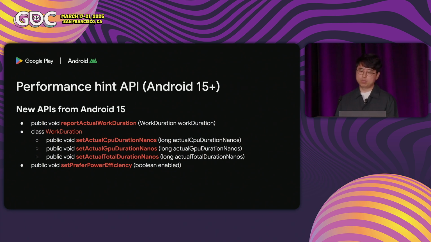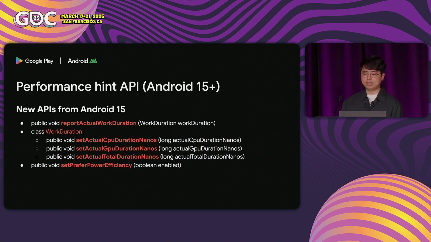Think about the implications. The system can now intelligently determine whether your game is CPU or GPU bound. If the GPU is the bottleneck, it can prioritize the GPU frequency. If the CPU is the bottleneck, it can adjust the CPU scheduling in a much more targeted approach.